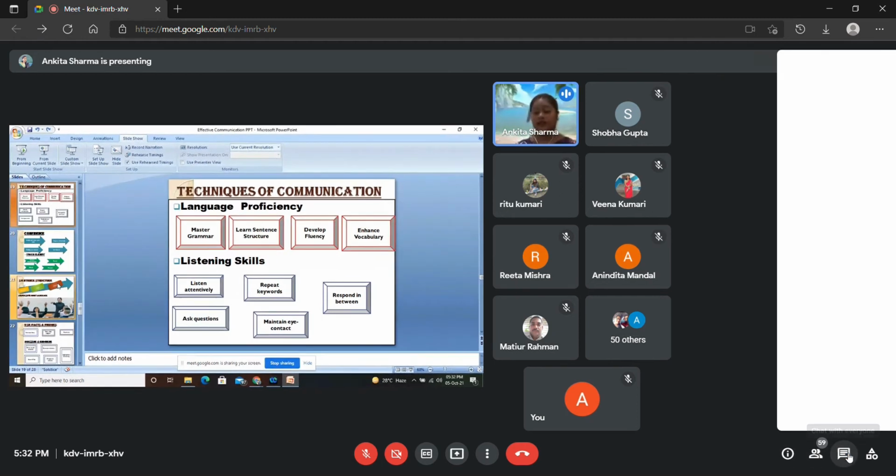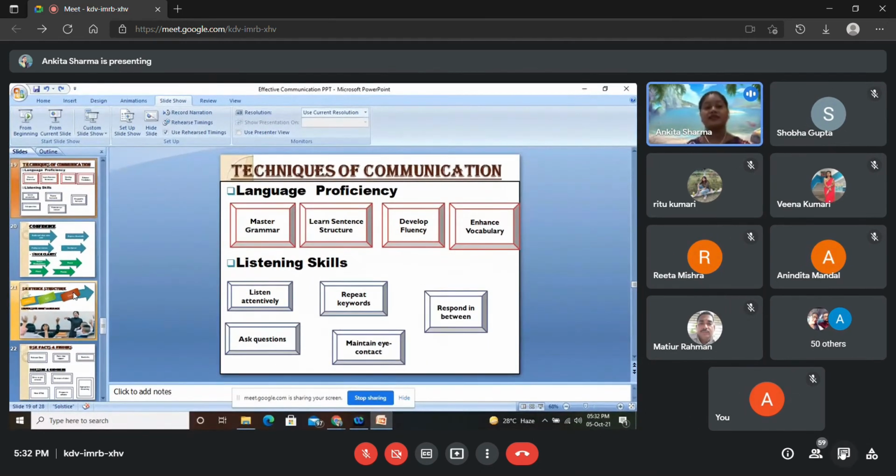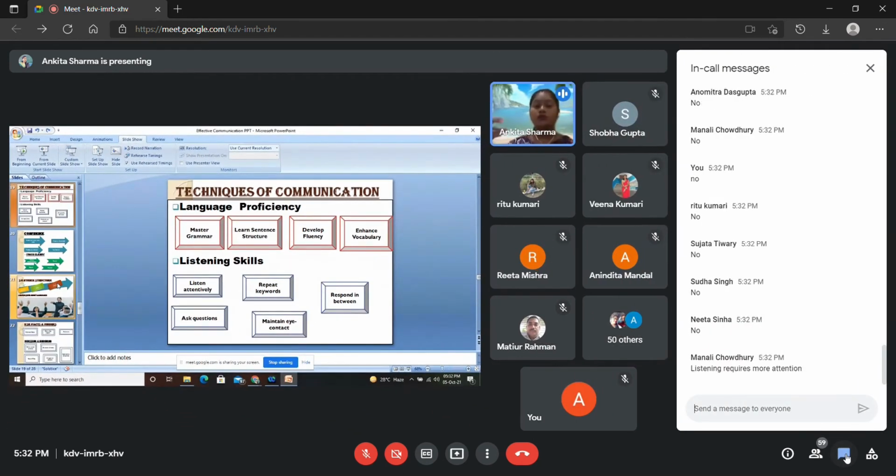What is the difference between listening and hearing? Hearing is what you hear and understand. You're just hearing that. But listening is adapting that with more intention. Listening is that. Okay, so how can you improve your listening skills?